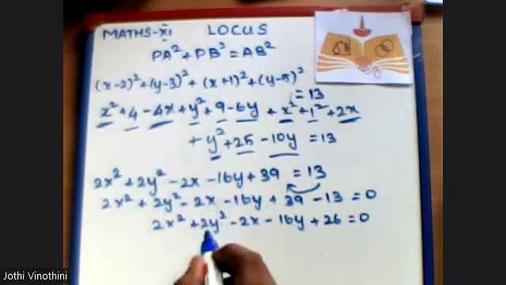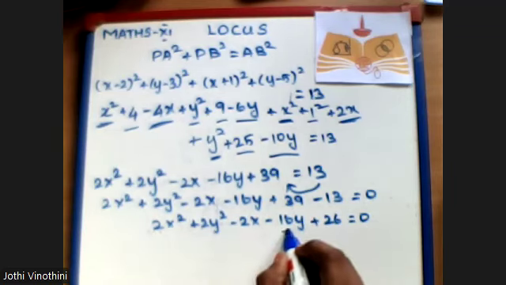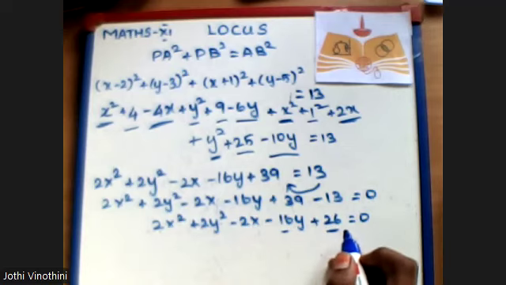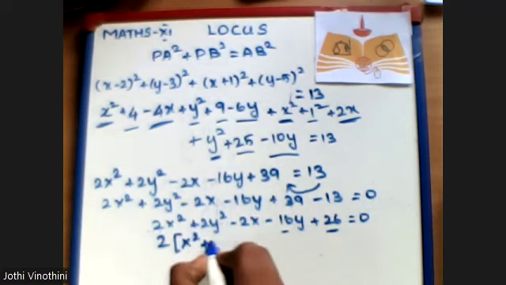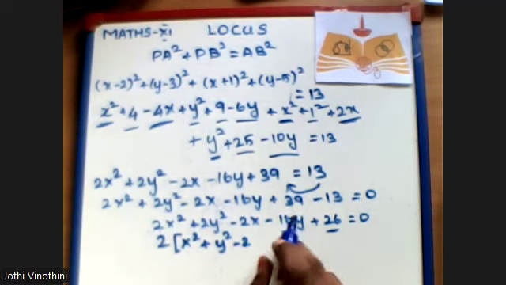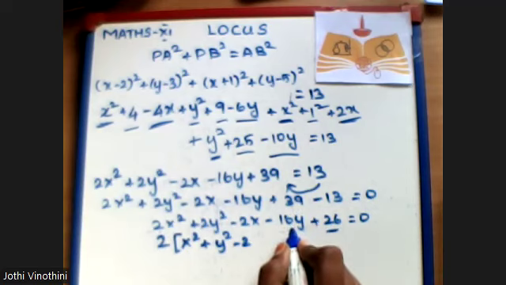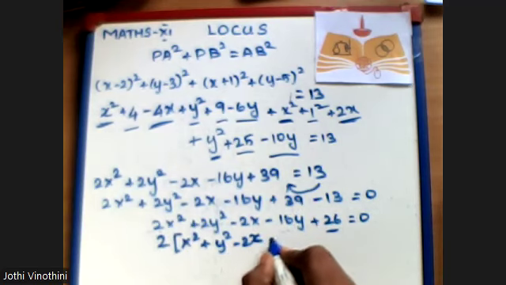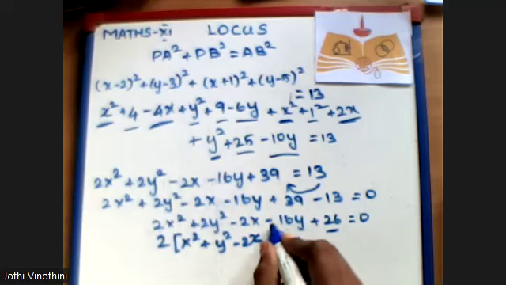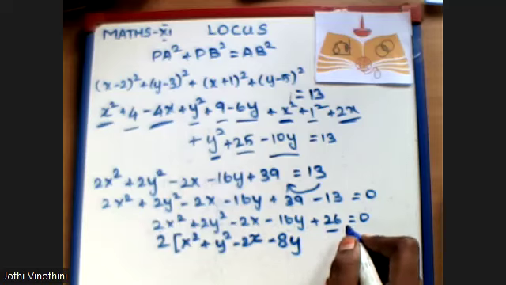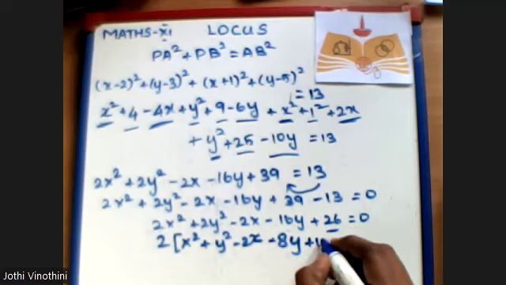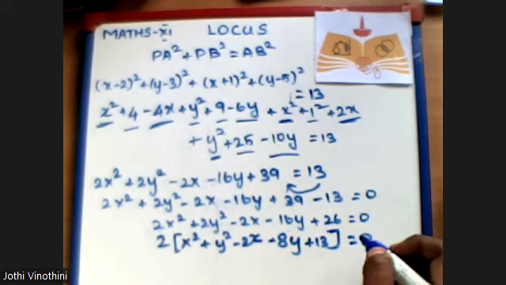Now we have 2 in this term, this term, this term, and this term also is a multiple of 2. So I am taking 2 in common. So x squared plus y squared minus 2x. If we take 2 from 16, it will be 8, so minus 8y. 2 from 26, 26 by 2 will be 13. So plus 13 equals 0, right?